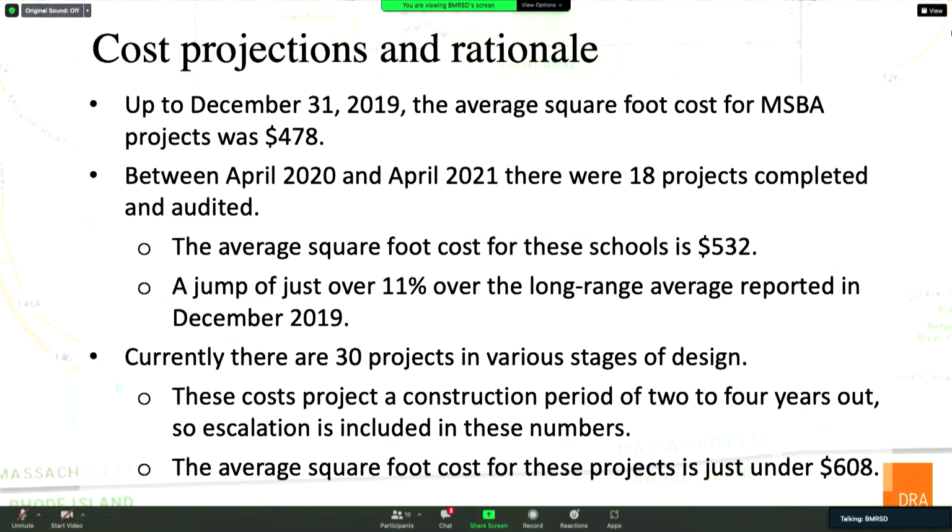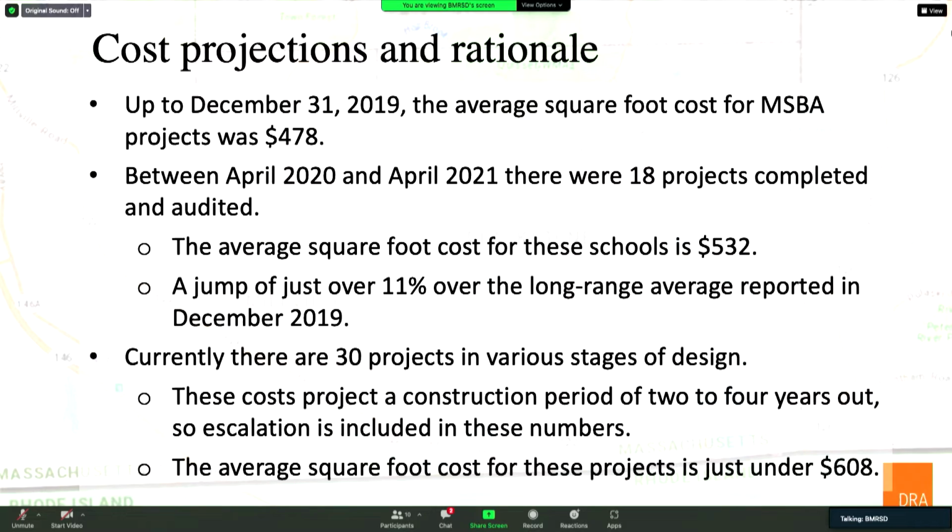Okay. So, I got ahead of you, I'm sorry. Because I know we just went through some capital projects last year in the town, and we added 25%. So here's what you see: up till December 31, 2019, the average square foot cost was $478. And you saw on that previous graph, it really came up fairly steady.